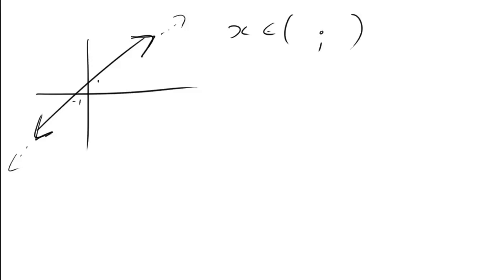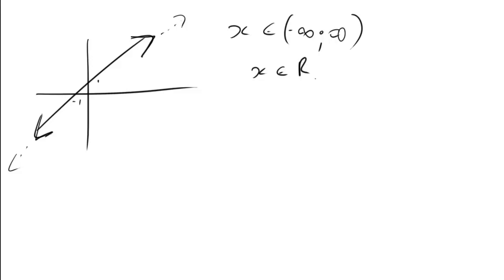Now, where does it stop? Nobody knows where it stops. Therefore, this will be to -infinity and this will be to +infinity. Or another way of writing it, it includes all values of real numbers. Therefore, x is an element of real numbers.